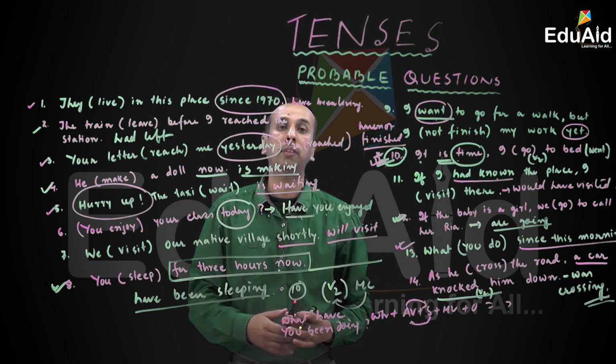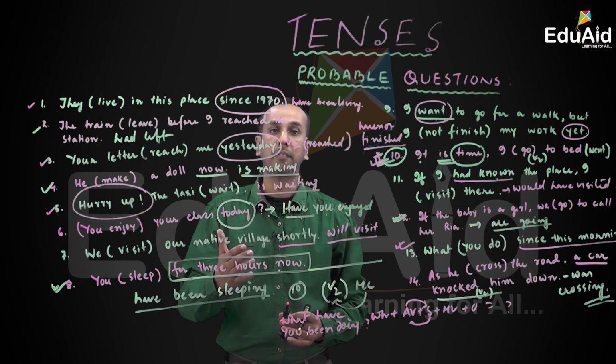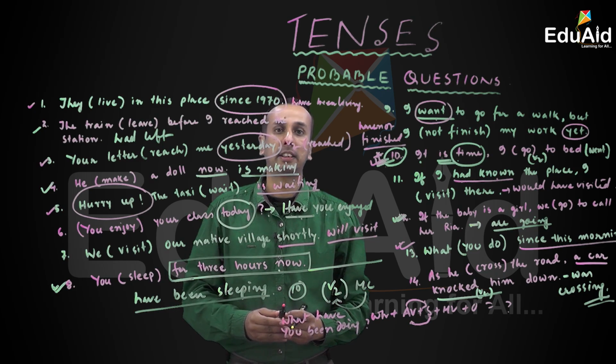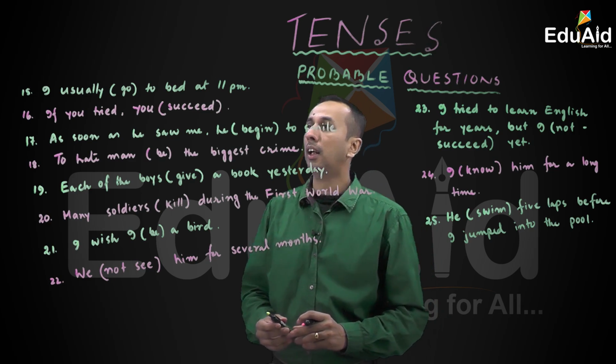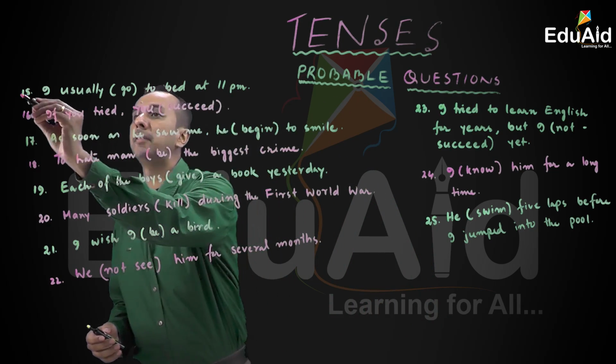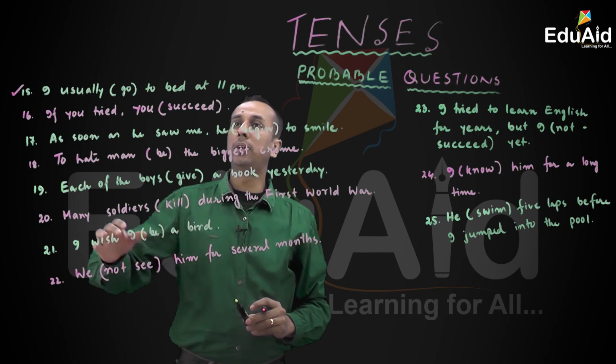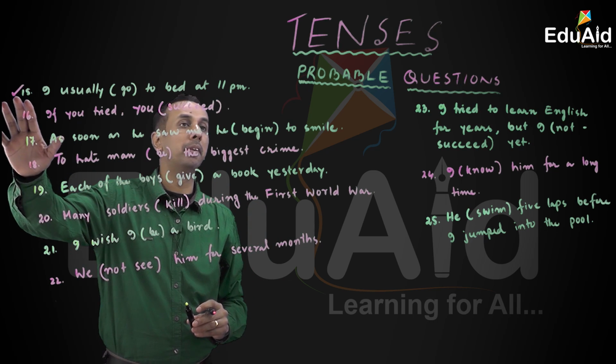We will solve some more questions that can be probable for your examination. Let's continue our discussion on the probable questions on tenses. Let's go to question number 15. I usually go to bed at 11 p.m.